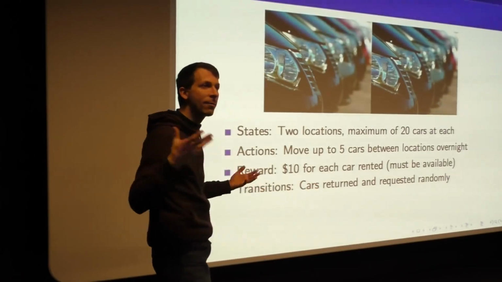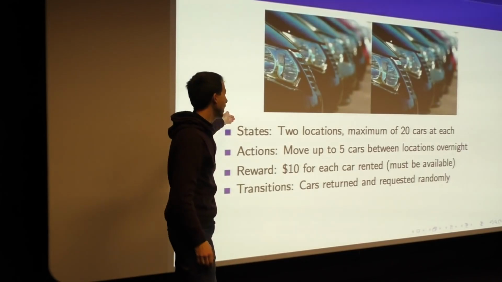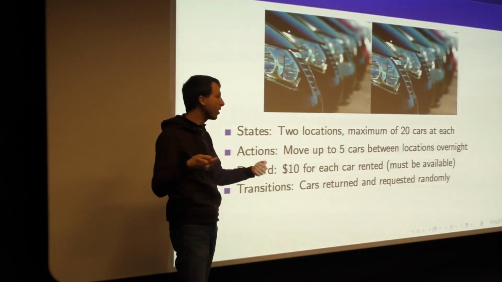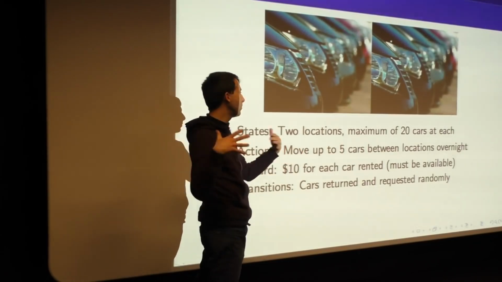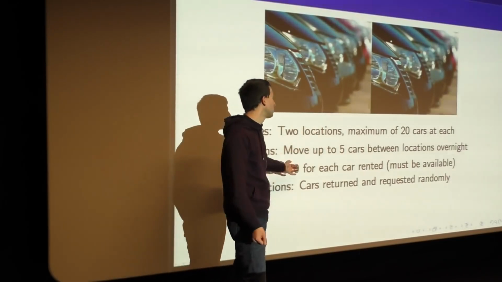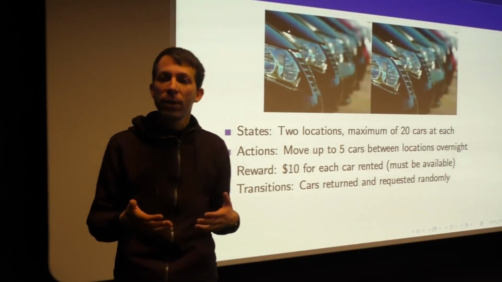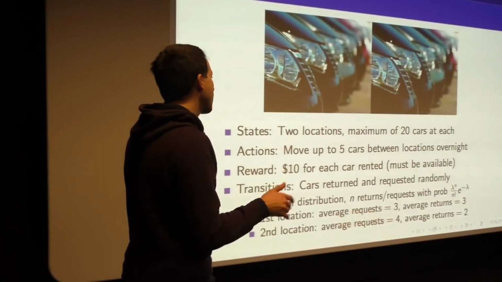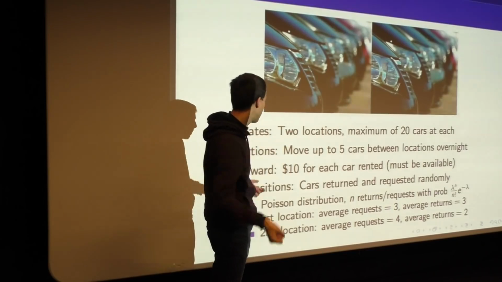So it's a relatively real-world scenario. We can formalize this as an MDP very simply by considering the states to be how many cars we have in the two locations. The actions are how many cars, from -5 to +5, we move from location A to location B every night. Reward is $10 per car that's rented. Transitions are the actual return and request process. I don't want to get into the details of it. There's some Poisson distribution determining this random process in the example.